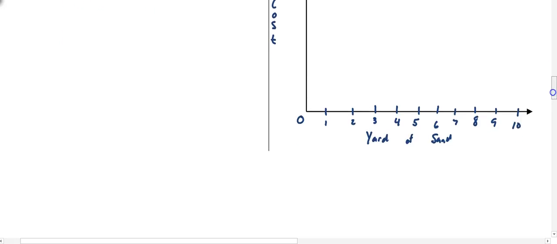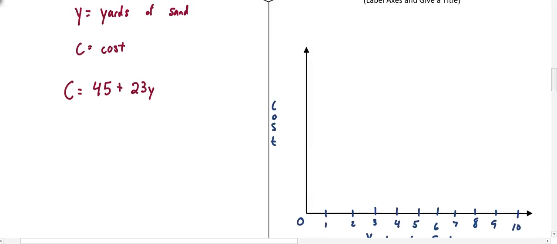So when I'm picking a scale, I'm going to go up by 50s. So I have 50, 100, 150, 200, 250, 300. Now, in this case, I don't want to include the data point 0, 45 because if I don't order any sand, it's not something that I want to pay for. I'm not going to have a truck just show up at my house delivering me nothing. So I don't want to include that data point.